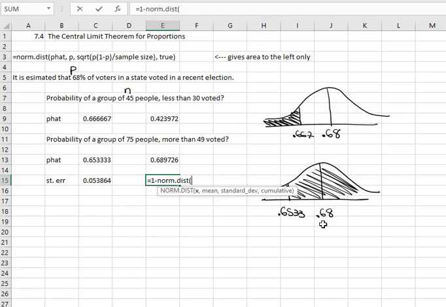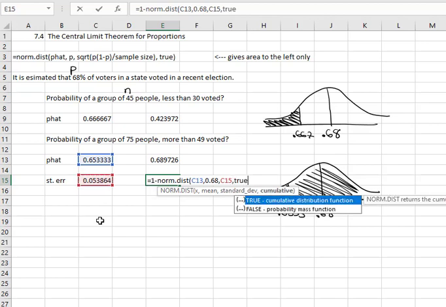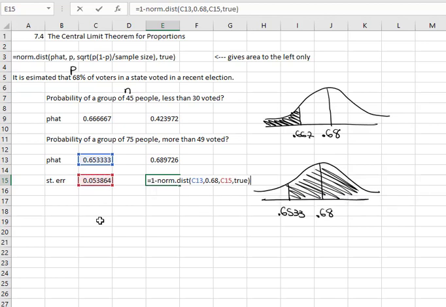Now I can answer the same question by hitting equals 1 minus, because we're doing a complement, norm.dist, open a parentheses. The p hat value I'm interested in is the 0.6533. I'll select it, comma. The mean, the center of my distribution, is 0.68, comma. We're going to use the standard error that I just calculated by clicking it, comma, true. And that might clean up the command a little bit. When we hit enter, we get the exact same area or probability of 0.6897 that more than 49 out of 75 people voted.